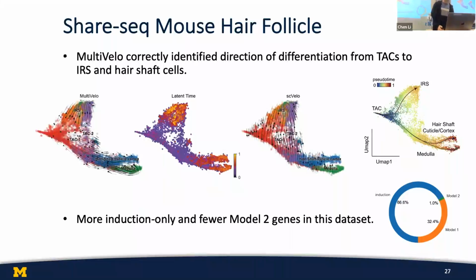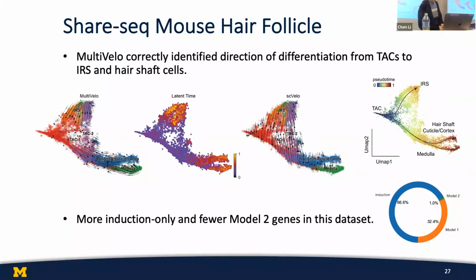The second data set we tested is the SHARE-seq mouse hair follicle data set. Again, the multi-view model predicts accurate lineages for this data set. The TAC1 and TAC2 cells are diverging into IRS and the hair shaft as well as the medulla. Also, the latent time agrees with the multi-view velocity stream predictions, and says that the terminal cell types have a later time prediction.